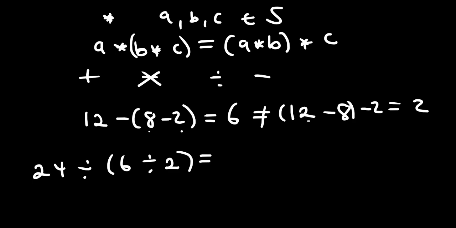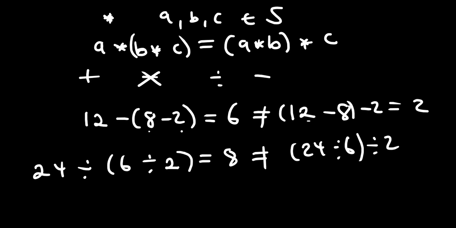4 divided into 24, I'll just get 8. And this is not equal to me first dividing 24 divided by 6, where I get 4. Then when you divide it by 2, 4 divided by 2 is going to give me 2. So these are not going to be equal. So we see that this operation is not associative. Now let us look at one question to close the video.